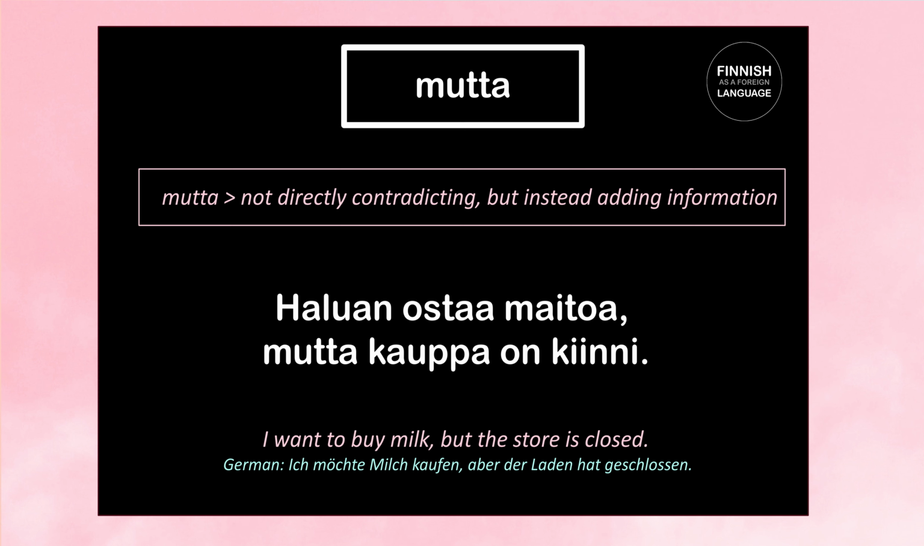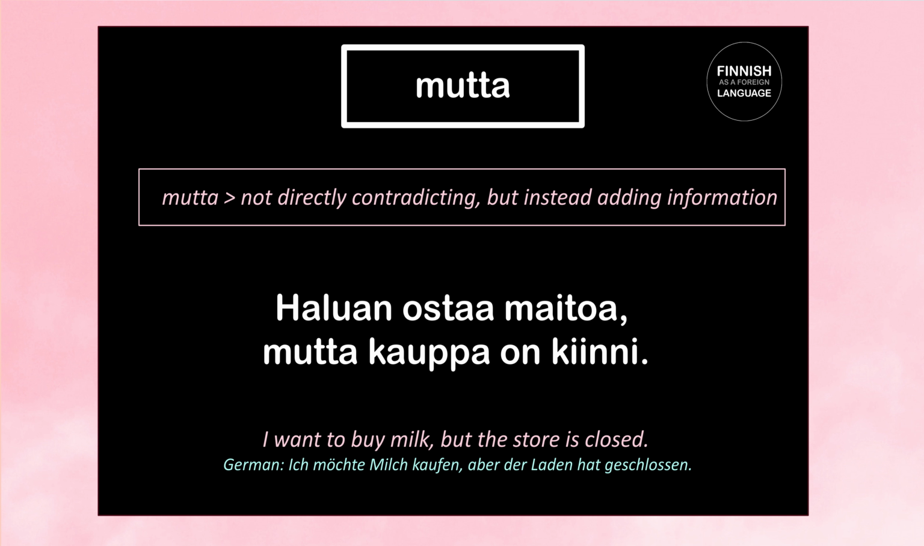What does it mean? For example, haluan ostaa maitoa, mutta kauppa on kiinni means I want to buy milk, but the store is closed. So with MUTTA here, we express the fact that I want to buy milk, but I can't because the store is closed.